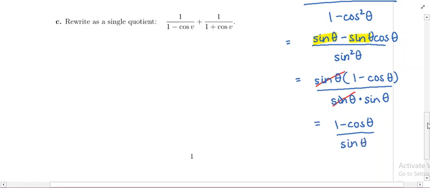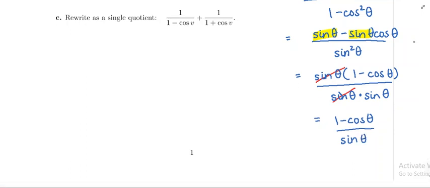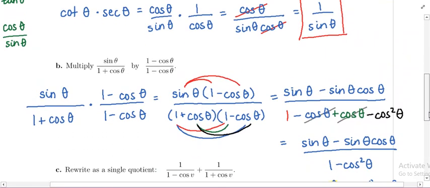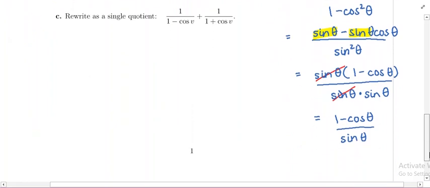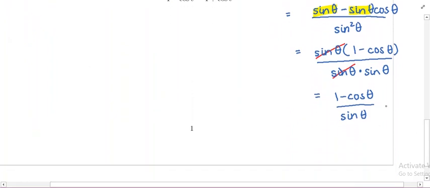Now, the directions here are vague. It just says multiply this expression by the other expression. So we did that. You could stop here.